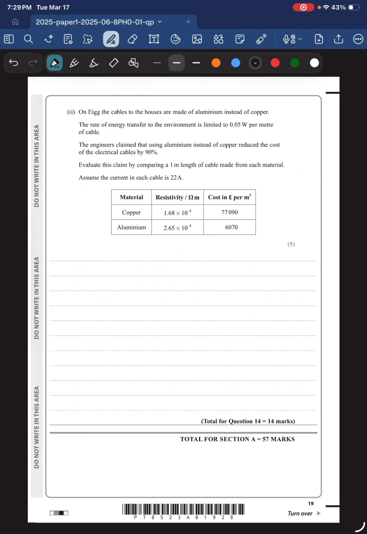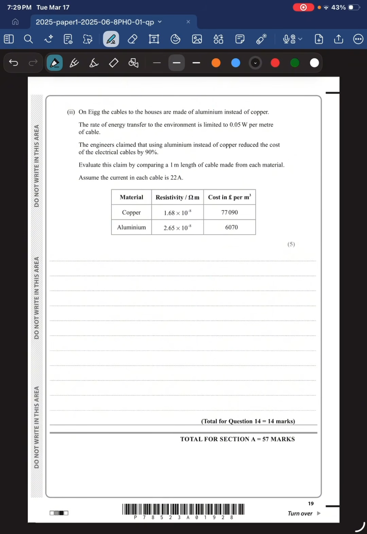Part 2: the cables to the houses are made of aluminum instead of copper. The rate of energy transfer to the environment is limited to 0.05 watts per meter of cable. The engineers claim that using aluminum instead of copper reduced the cost of the electrical cables by 90%. Evaluate this claim by comparing 1 meter length of cable made from each material. Assume the current in each cable is 22 amps. And they give you the materials' resistivity and the cost in pounds per cubic meter. Okay.